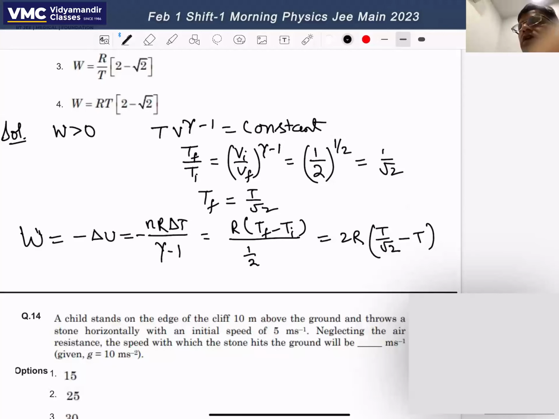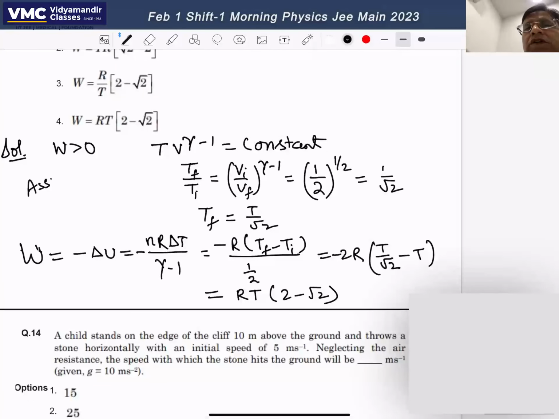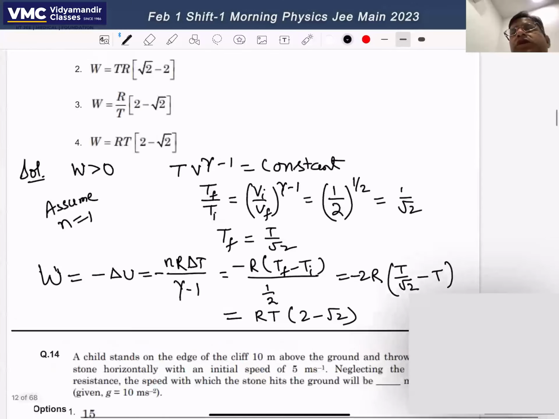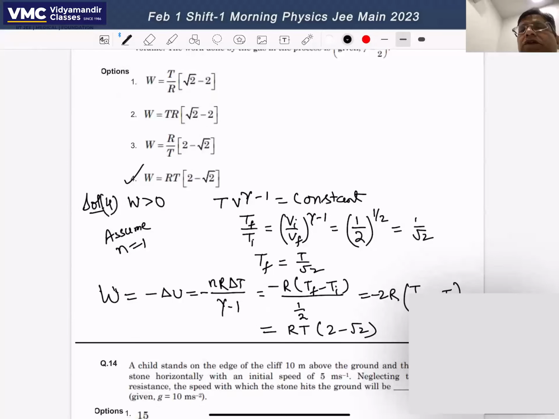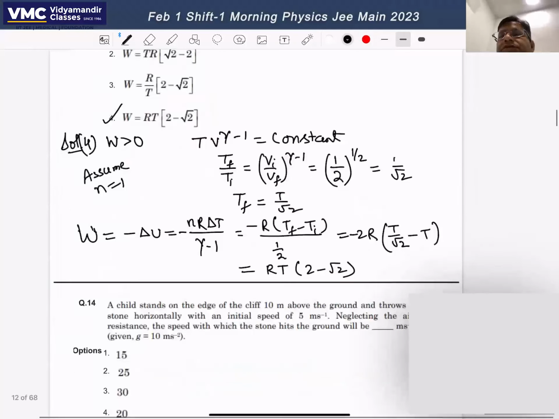So ultimately, this work will come out RT times 2 minus root 2. Here we assume that the number of moles is 1. So for 1 mole of gas, option 4 is correct.